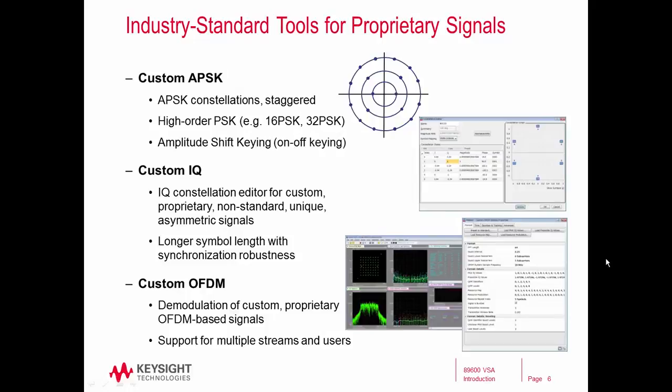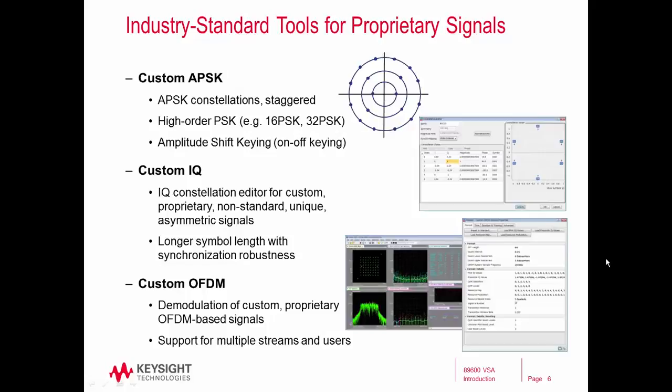We also have a custom IQ option, which has further flexibility and enables you to do asymmetric or unique constellations, with additional flexibility over the custom APSK. We have our custom OFDM option, which enables you to define your OFDM signal: all of the subcarriers, the modulation formats, the pilots, the preambles. It also supports MIMO configurations and multiple users if you need to add those to the OFDM signal you're trying to demodulate.